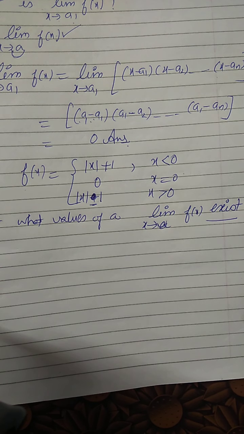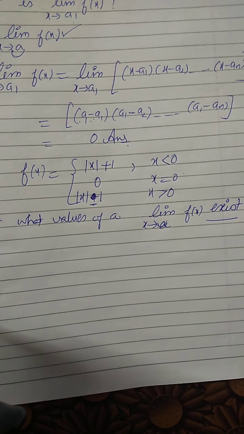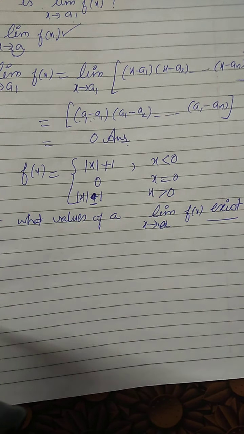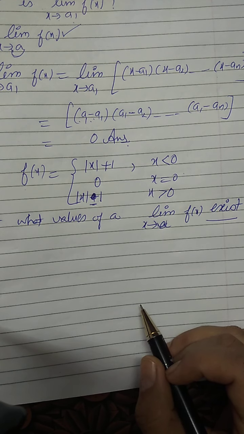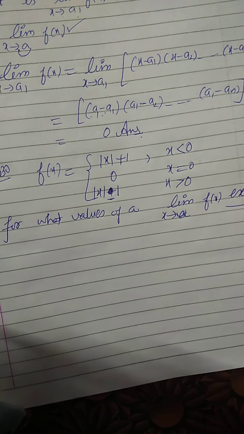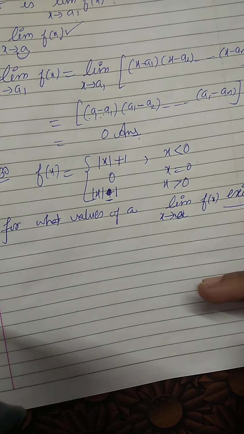Now if the limit of the function exists, right, we know what the condition is. The condition is that the left hand limit should be equal to the right hand limit. But here, we don't know what a is. If a is 0, because if I have to check the limit at x equal to 0, when I calculate the left hand limit, I have this function. When I calculate the right hand limit, I have the other function. So this question we will do by considering different cases.